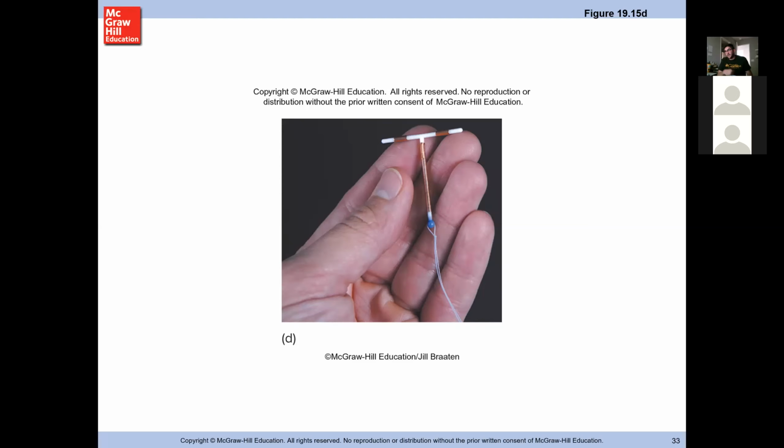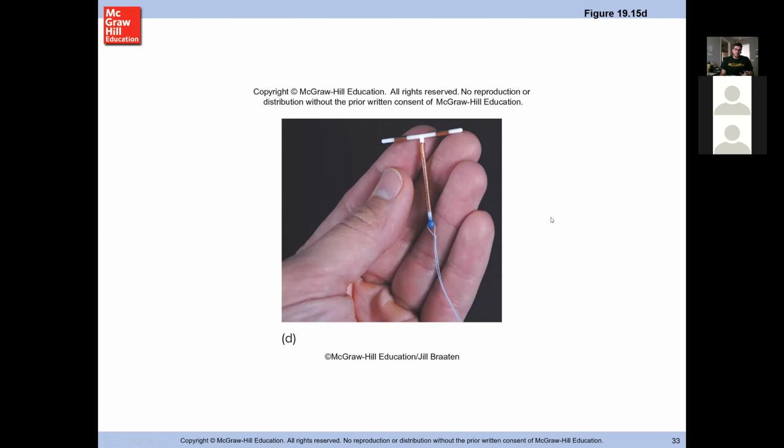Fun fact about IUDs: a family friend of ours a couple of years ago had an IUD and she got pregnant, and her baby was born holding the IUD. Kind of funny.